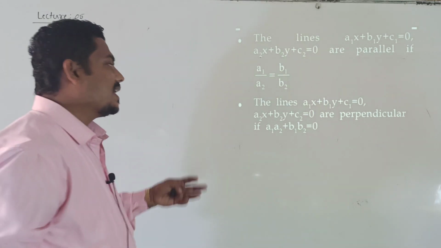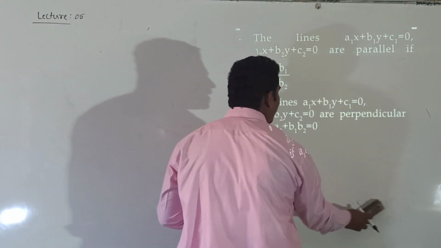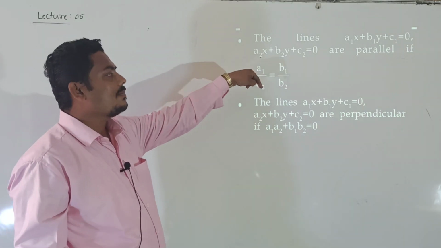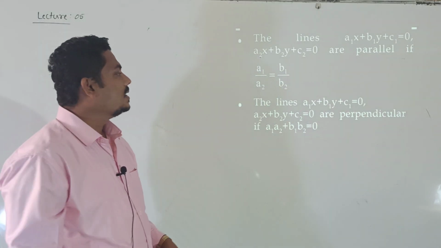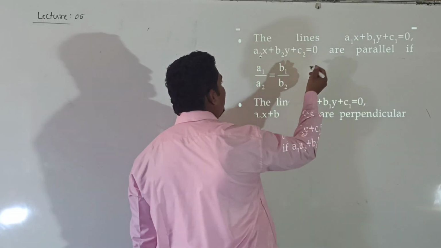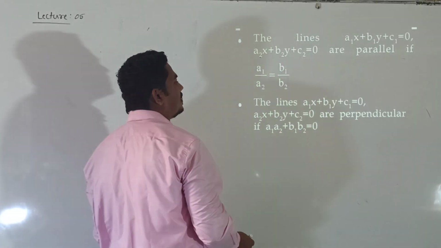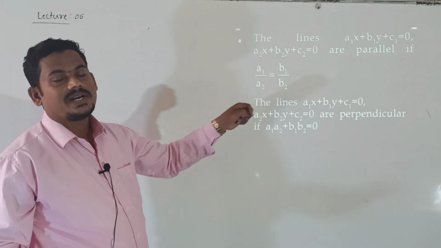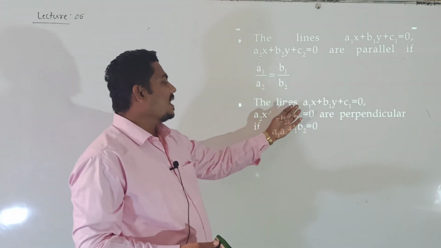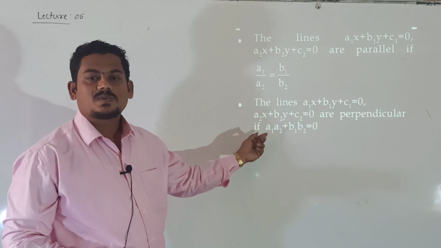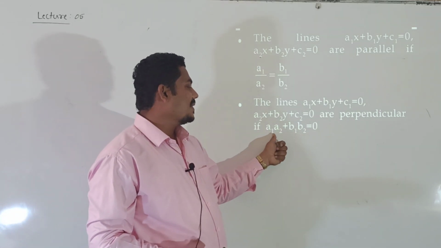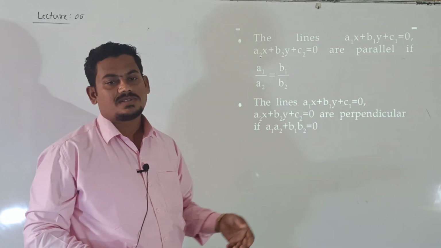And already you know the condition. If two lines are parallel, this condition also is not necessary. If two lines are parallel, then their slopes are equal. Just remember, if two lines are parallel, then their slopes are equal. Slopes equal means a1 divided by a2 is equal to b1 divided by b2. If two lines are perpendicular, then the product of slopes equals minus 1. If you take the product of slopes, then you get a1 into a2 plus b1 into b2 equal to 0, right?